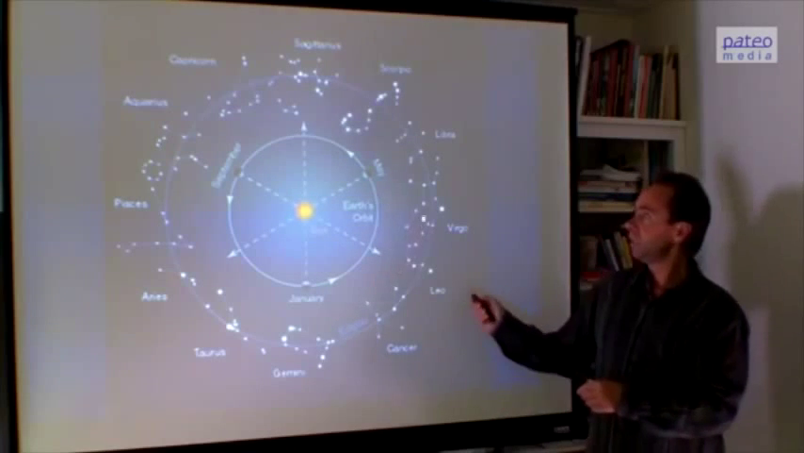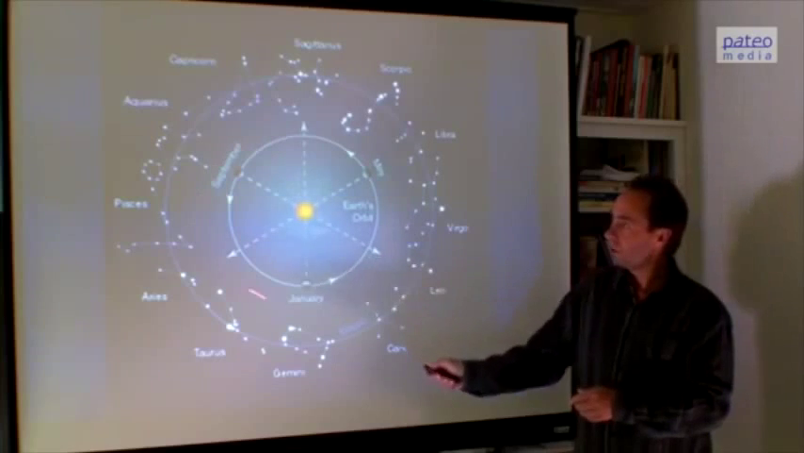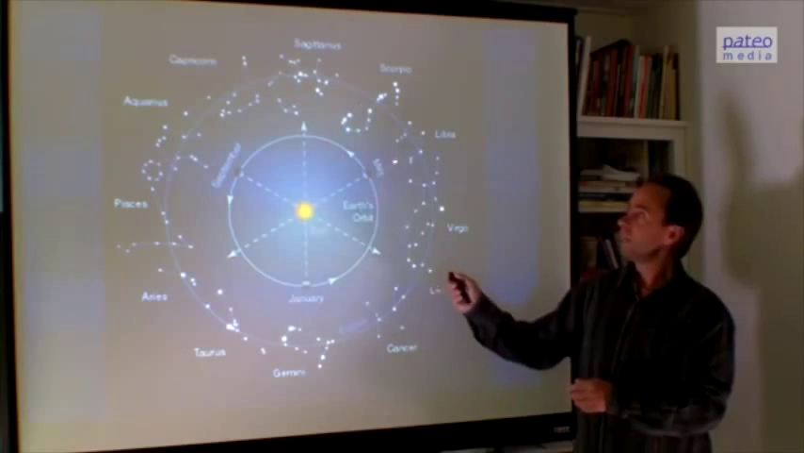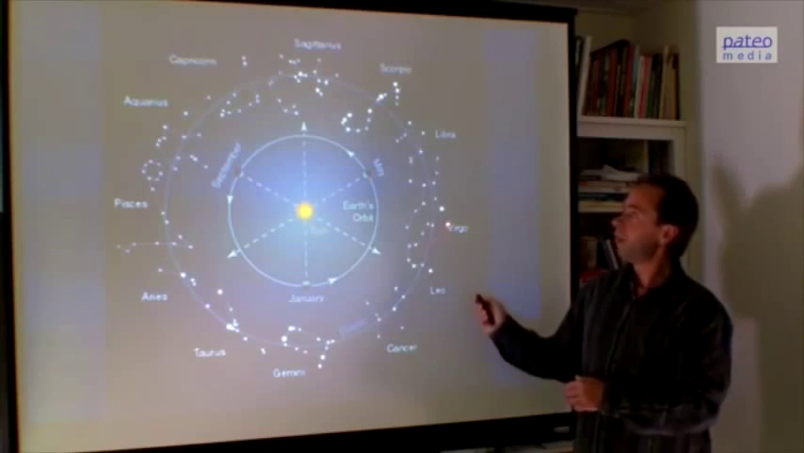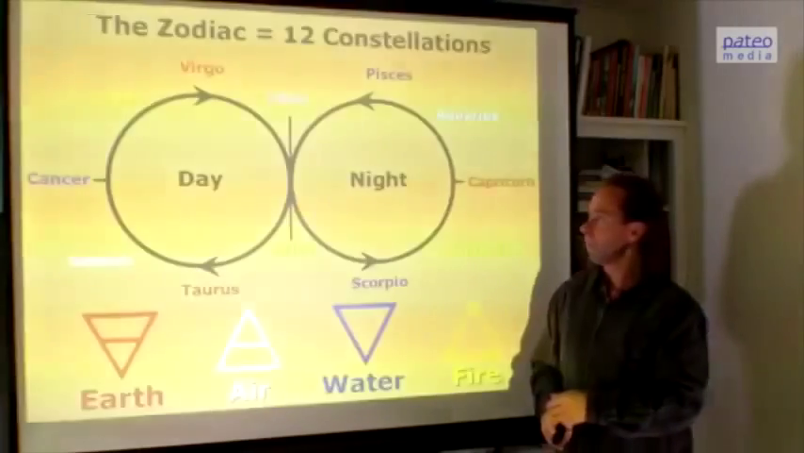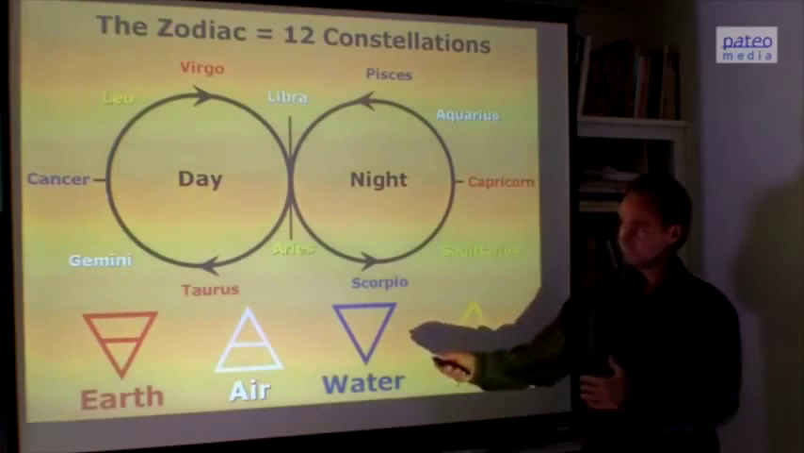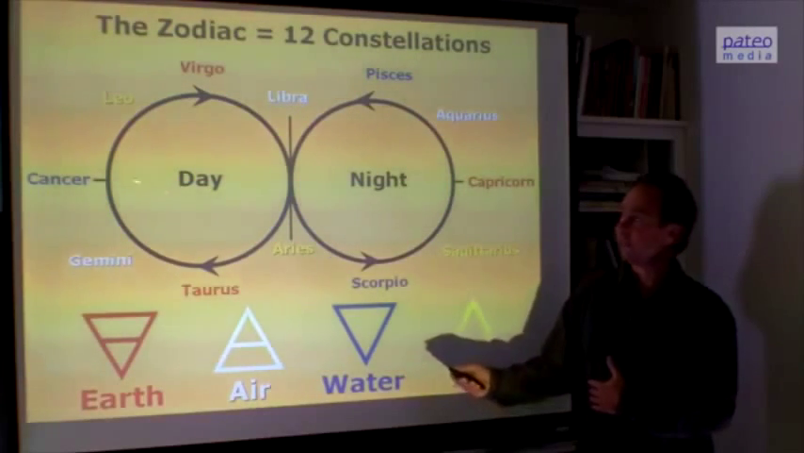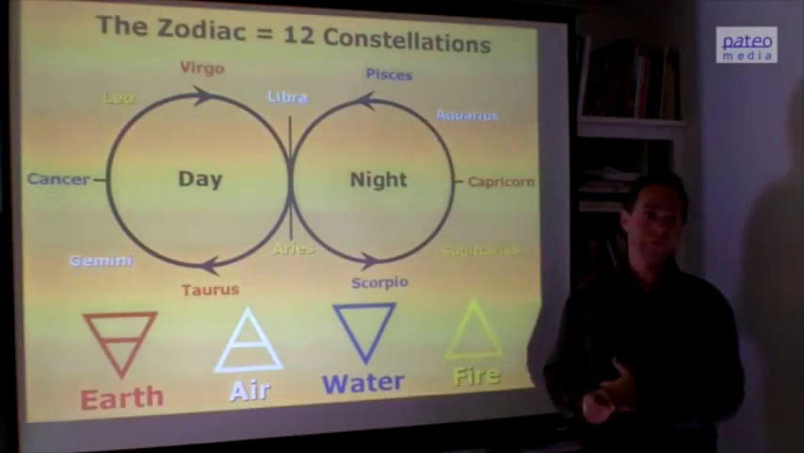In a year's time, we see different stars behind the sun. We make an orbit around Helios with our light ship Terra, and we see different stars behind Helios. And we've divided that into 2 times 6 parts in 12 constellations. At the highest point of the day, we find the constellation of Cancer, and at the highest point of the night we find the constellation of Capricorn.